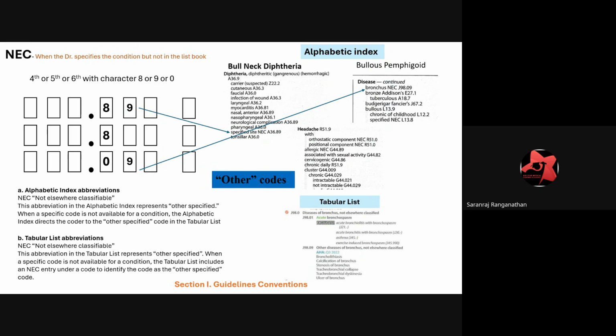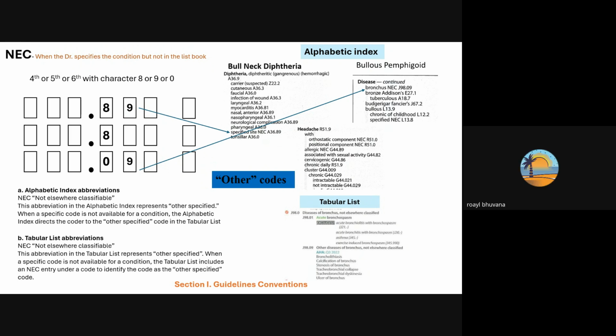Same other specified: when the specific code is not available for the condition, the tabular list includes other conditions, which are listed under the code, to identify the conditions for the other specified codes. So it will give you the description for that particular condition. Say for example, if you see down there, you are seeing bronchitis J98.09, right?